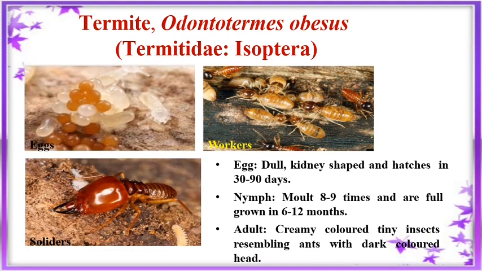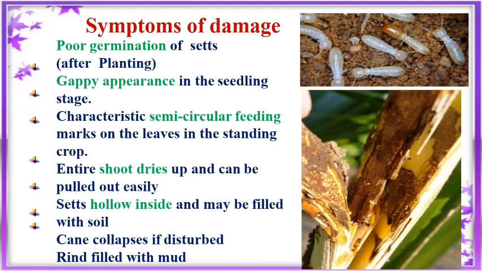And the worker attacks the crop, the sugarcane crop. How does the worker attack? Due to the attack of the worker, poor germination of the seeds occurs. Then a gappy appearance in the seedling stages also occurs.